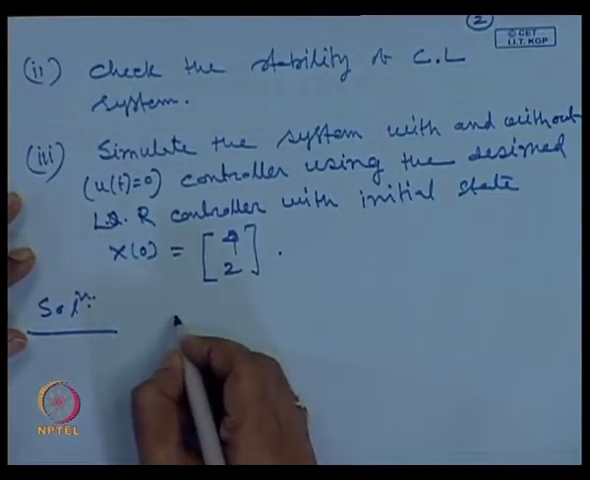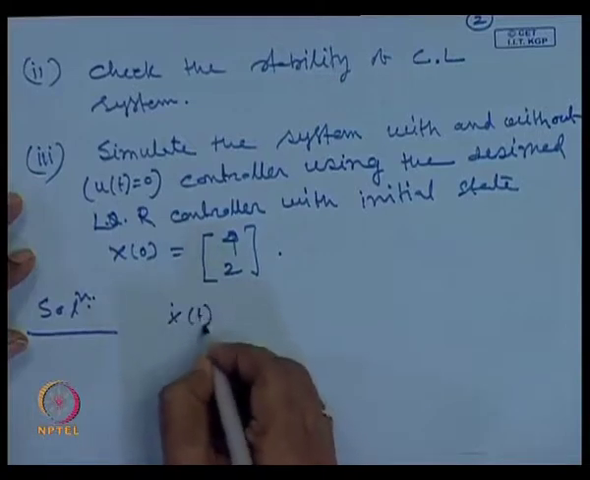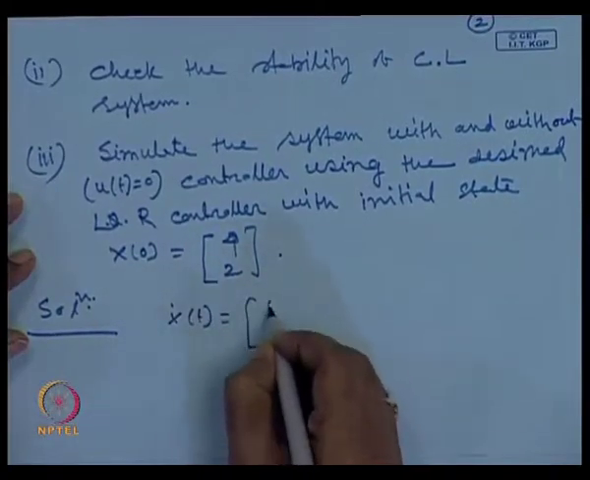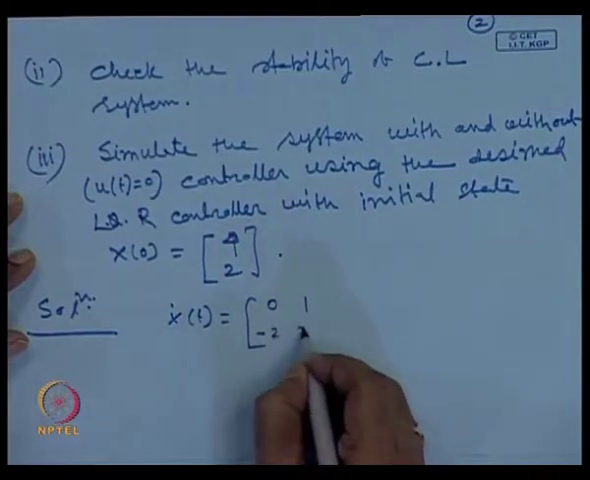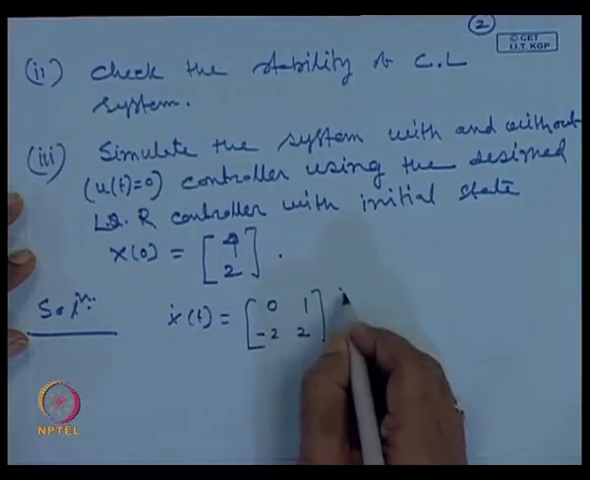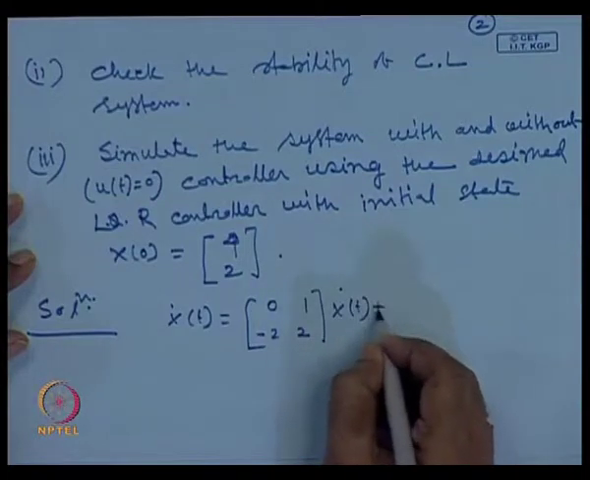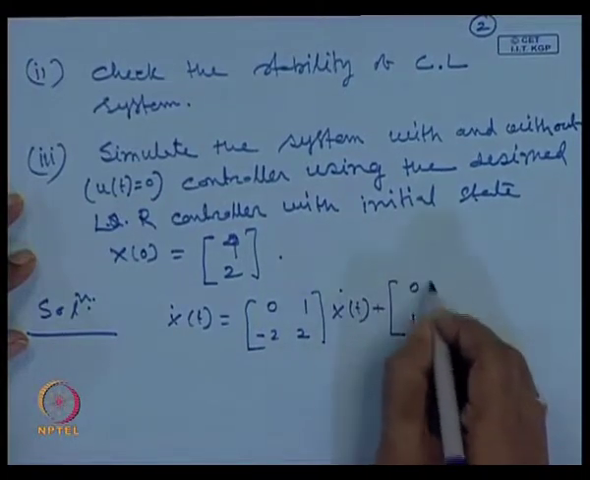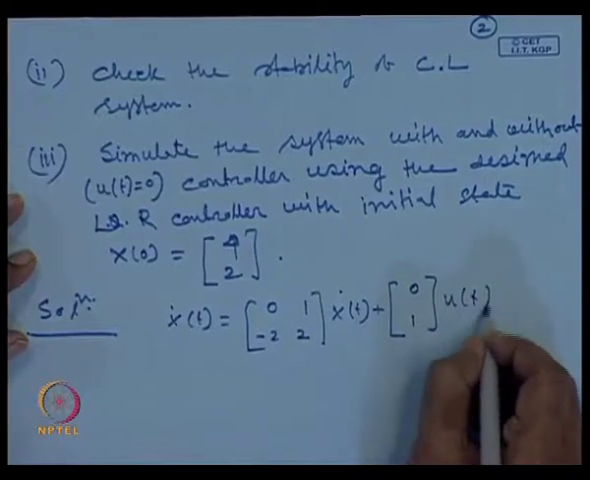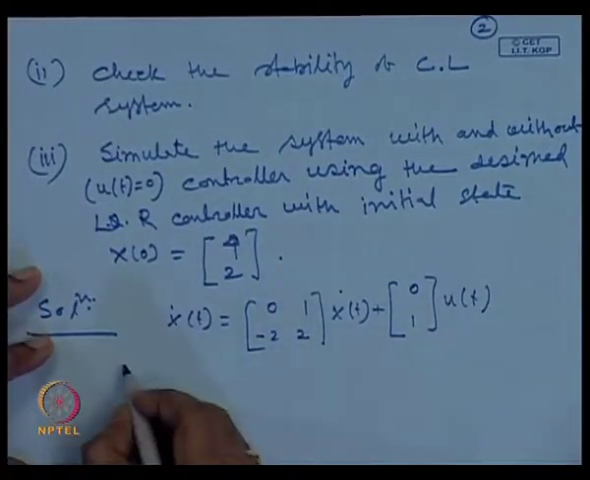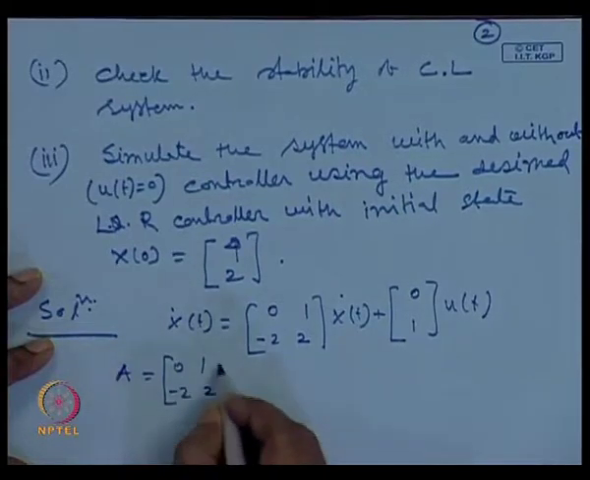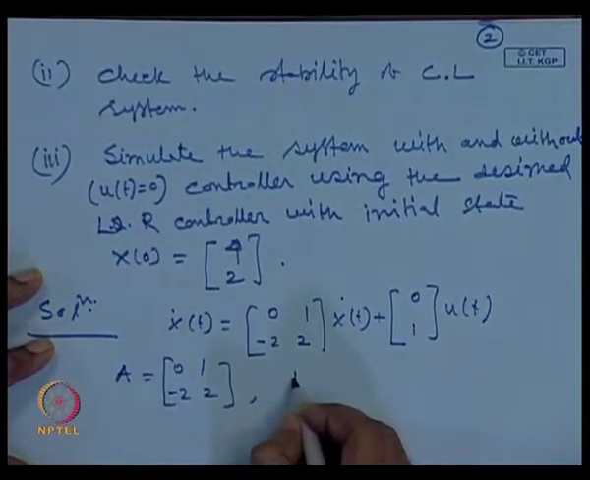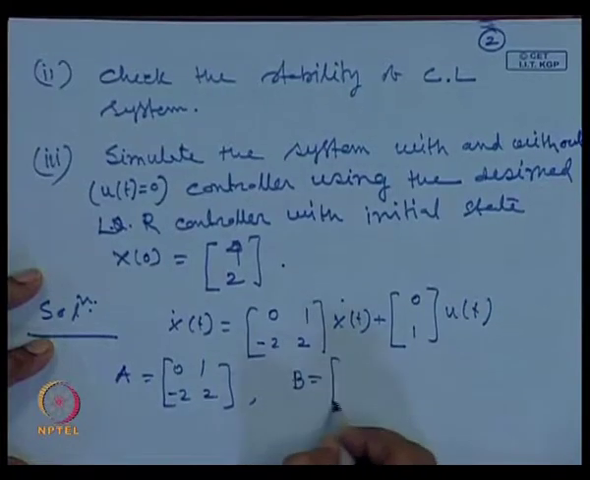We can write x dot of t in vector form as [0, 1; minus 2, 2] into x of t plus [0; 1] u of t. So, from this one immediately you can write A is equal to [0, 1; minus 2, 2], and B is equal to [0; 1].